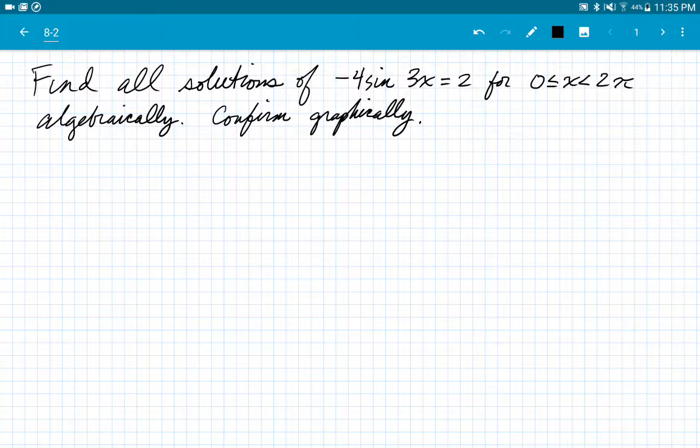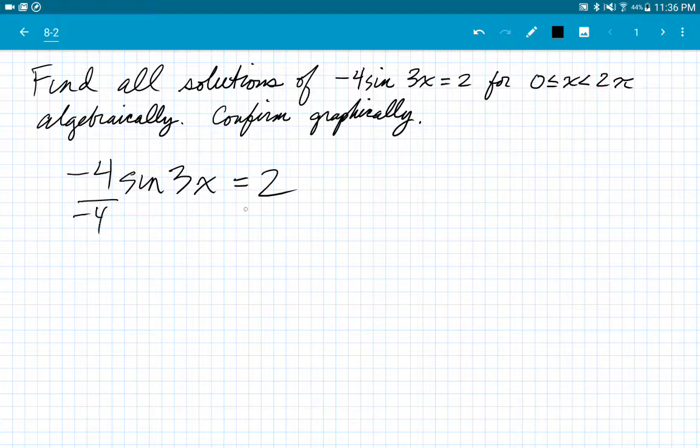Alright, so let's begin by starting with what it says to do, which is solving algebraically. We first start off with negative 4 sine 3x equals 2. And we treat this like normal. We do this the same way we've done every other type of equation before. We want to solve for our sine, our trig ratio. So we divide both sides by negative 4, and we get sine of 3x equals negative half when reduced.